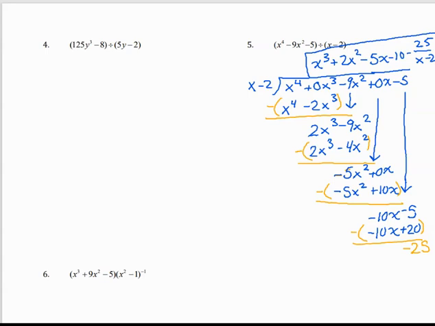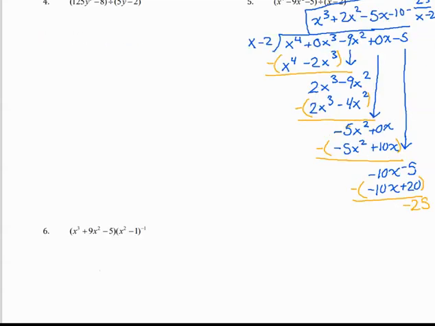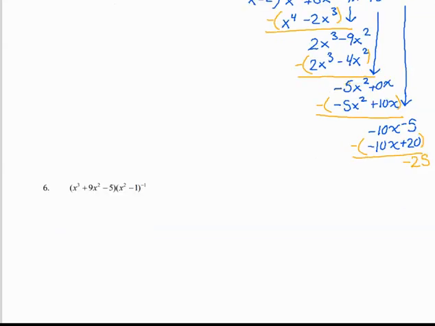Okay, so please use long division to try 4 and 6. Do not forget about the gaps. And remember on 6, this is just a fancy way of saying divide. Okay, don't forget the gaps on both 4 and 6.